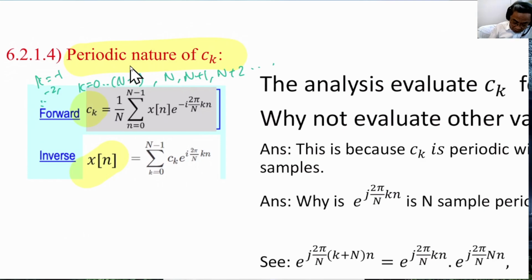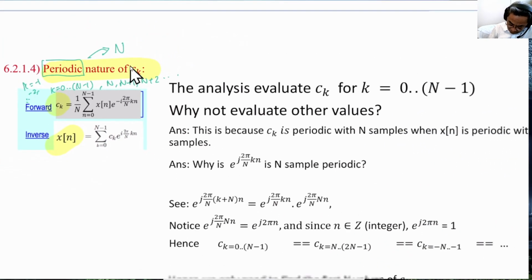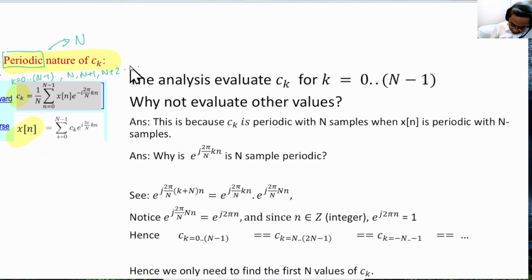The reason is because CK is periodic with period N. And why is this so? Okay, let's take a look. Now, if we are given this complex exponential and we are saying that k represents the different harmonics and k equals 0 to N minus 1, so what happens? Well, let us now add k equals N, for whatever big N is.